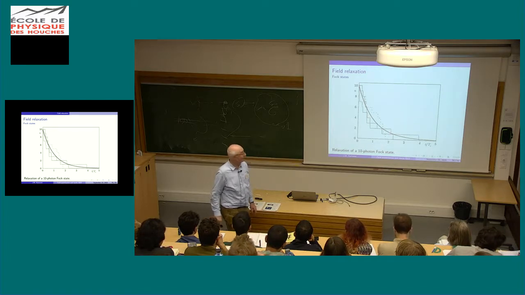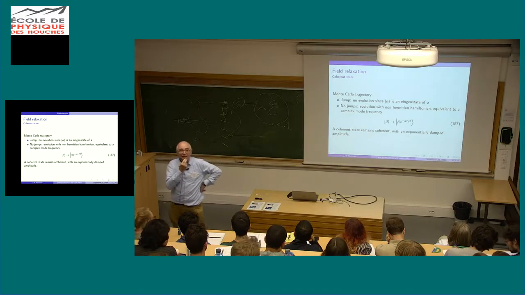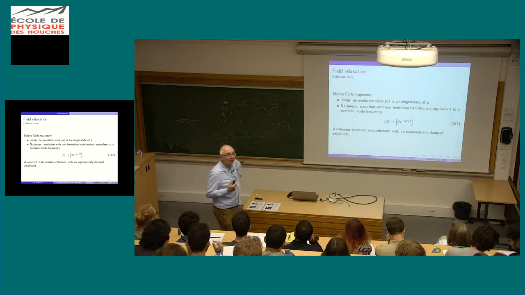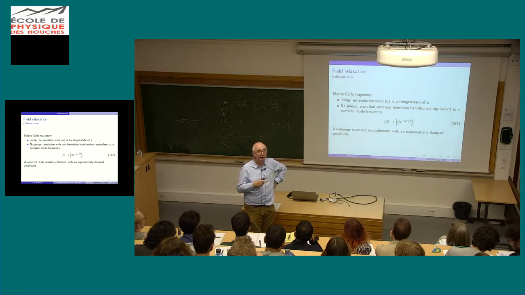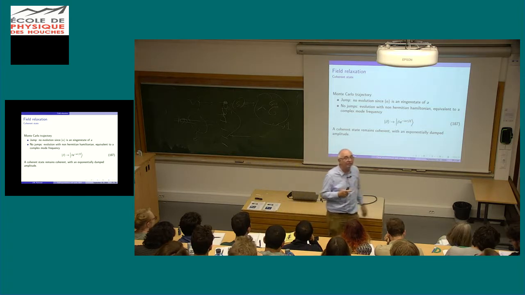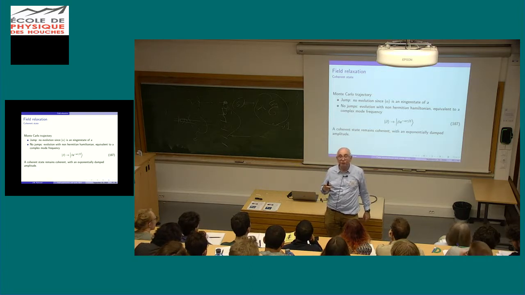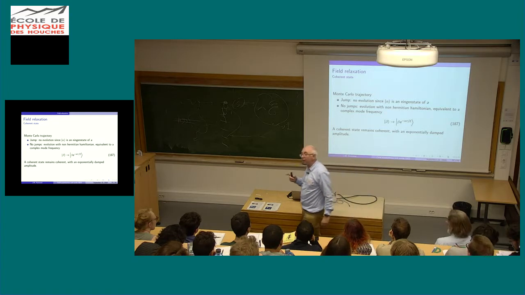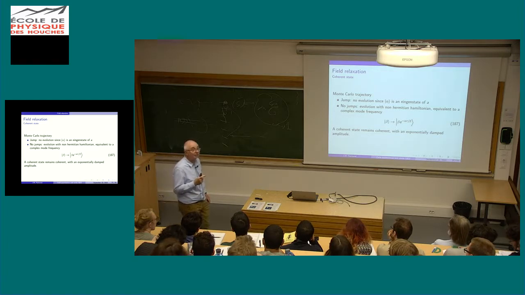So this is not very surprising. But now, look at the coherent state. How does the coherent state relax? Either during a time interval there is no jump, or there is a jump. If there is a jump, I act with A on the coherent state alpha. But alpha is an eigenstate of A. So when I destroy a photon in a coherent state, I don't change the coherent state. Oh, he's crazy. No, I'm right, but it's not evident. When I destroy a photon out of a coherent state, it remains coherent.